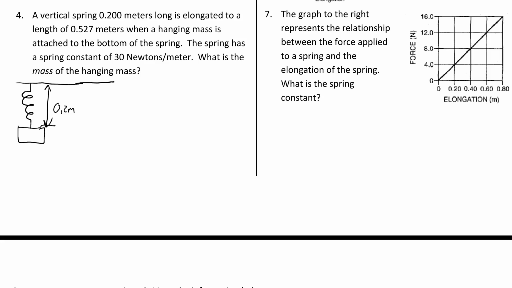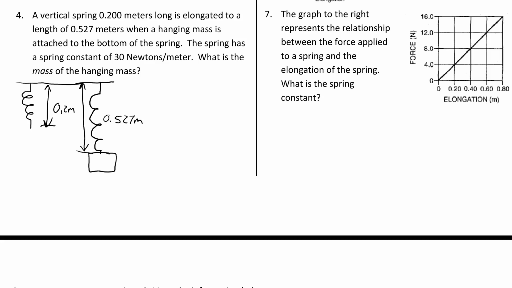Oh, hold up. So it's just the spring by itself, right? We could do it this way. So that is a 0.2 meter spring. Now we attach something to it, and we want to know what the mass of that thing is. So we're stretching out the spring, because there's a mass on it. Okay, now the spring is this long. I should have given myself some more room. I'll write it on this side. 0.527 meters.